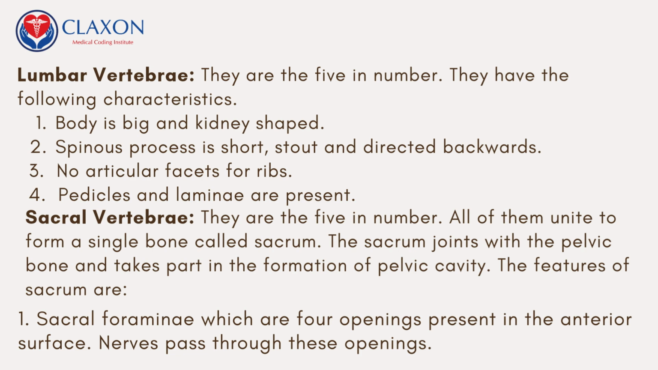Sacral vertebrae, they are 5 in number. All of them unite to form a single bone called sacrum. The sacrum joins with the pelvic bone and takes part in the formation of pelvic cavity. The features of sacrum are: 1. Sacral foramina, which are 4 openings present in the anterior surface. Nerves pass through these openings.